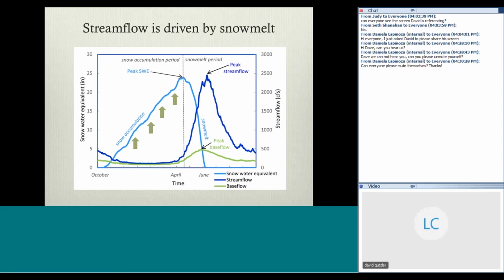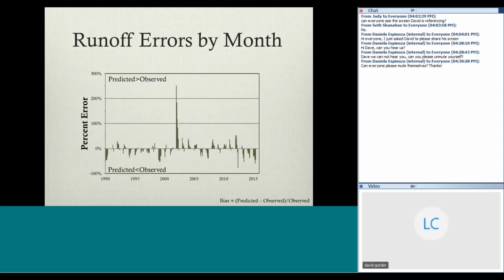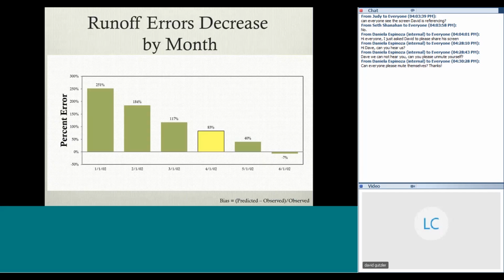There's March and April, and this plot shows runoff errors by month, and it starts in 1990 and goes through 2015. These are the NRCS water supply outlooks. We're showing the percent error in the water supply outlooks for each year and by month. And on the next slide, I'm going to zoom in on 2002 so you can see things a little more clearly.